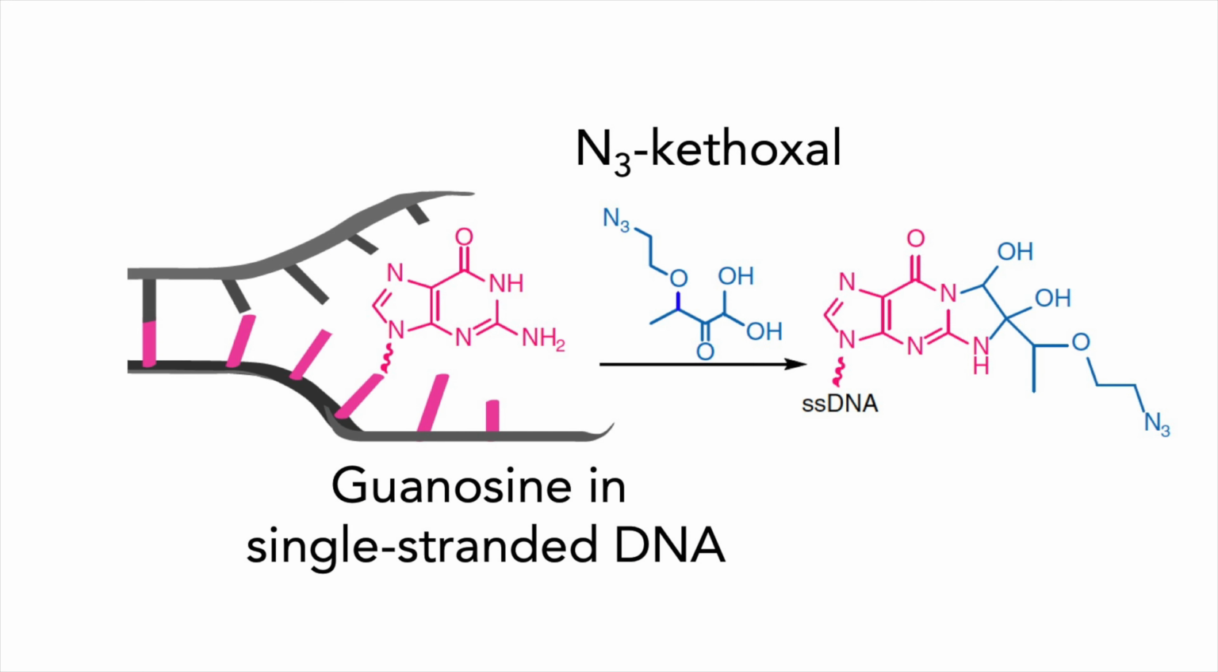Kethoxal is known to bind guanines at the N1 and N2 positions, which is exactly the Watson-Crick interface. This is very important because to map single-stranded DNA, we have to specifically map the opened Watson-Crick interface. And this is how kethoxal differs from all the other DNA and RNA labeling probes.